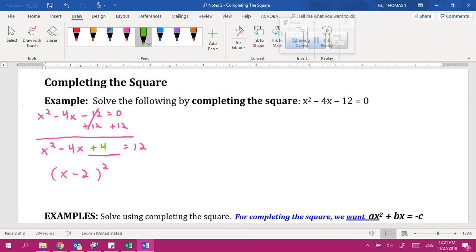So if you add 4 to one side of the equal sign, what do you need to do to the other side of the equal sign? Add 4, right. You can't just add 4 out of nowhere and put it on one side and not the other. Whatever you do to one side of the equal sign, you have to do to the other side as well. So you have to add 4 to both sides. So that means this x minus 2 squared is going to equal, what's 12 plus 4? 16.